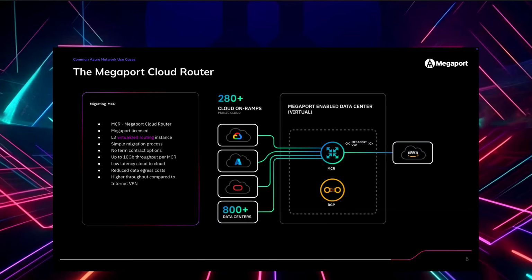BFD, MED, AS prepend, and route filtering are all characteristics that are available within the MCR. And as I said, we've upgraded our underlying vendor. So please look forward to further enhancements like those higher throughputs I mentioned and additional routing attributes and functionality.